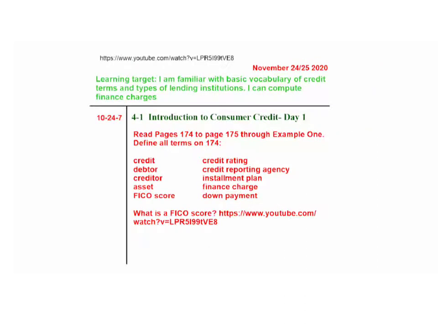Okay, here is what we would like to read for today's lesson. It's about 6 paragraphs on page 174 and the top of page 175. There is a lot of vocabulary, but it is important to know these terms: credit, credit rating, debtor, consumer reporting agency, creditor, installment plan, asset, finance charge, FICO score, down payment. They are defined in the reading we'll do next. I will have the slides up here for you. Remember to press play when you're ready to proceed to the next page.